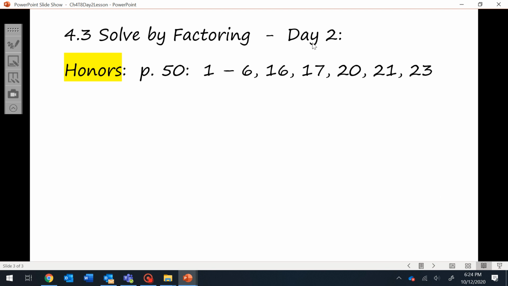Alright, so for day 2, page 50, 1 through 6, 16, 17, 20, 21, 23.